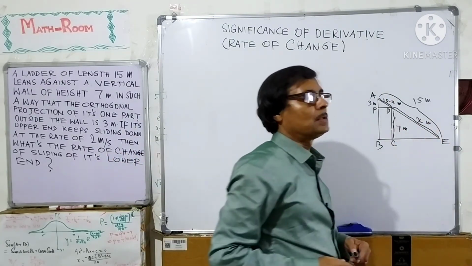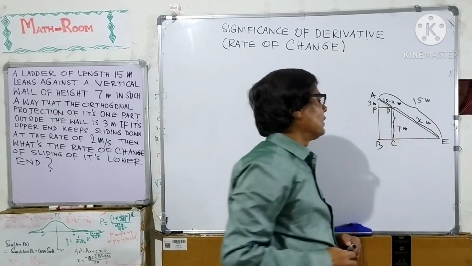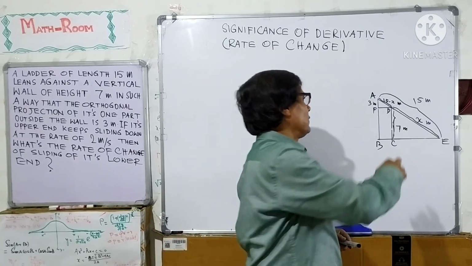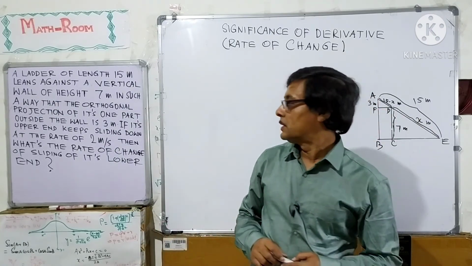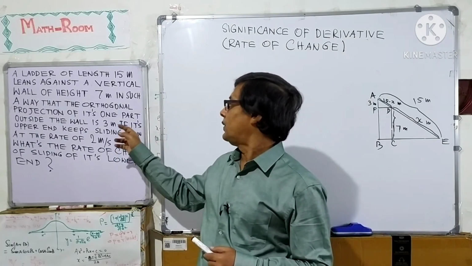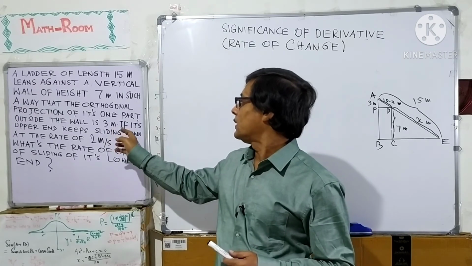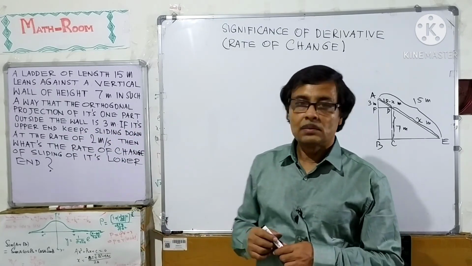We have to find out the rate of change of sliding of the lower end of the ladder, and we are given the sliding down of the upper end at the rate of 2 meter per second. Now let us begin.